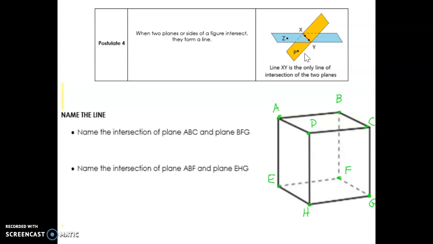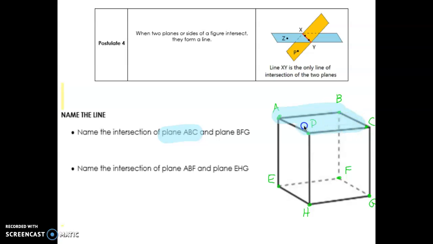Looking at our figure and some examples, name the intersection of plane ABC and plane BEG. The first thing you should realize is that the intersection of two planes always is a line. Looking specifically at what two planes we're looking at, or what two sides, let's first start with ABC.